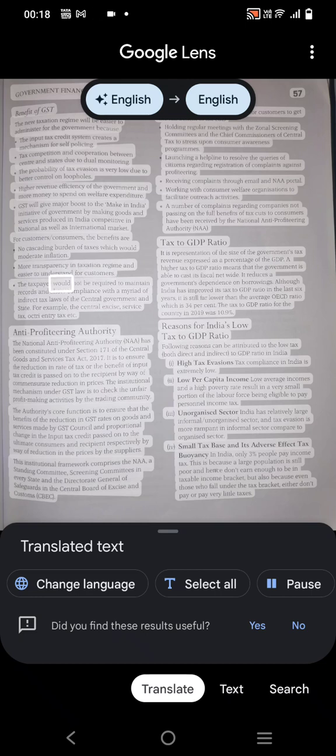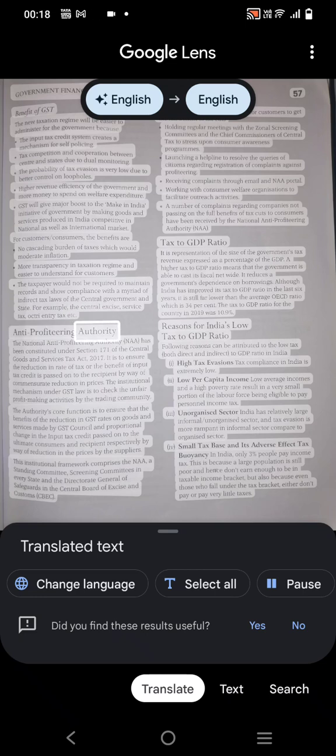The taxpayer would not be required to maintain records and show compliance with a myriad of indirect tax laws of the central government and state. For example, the central excise, service tax, octroi, entry tax, etc.